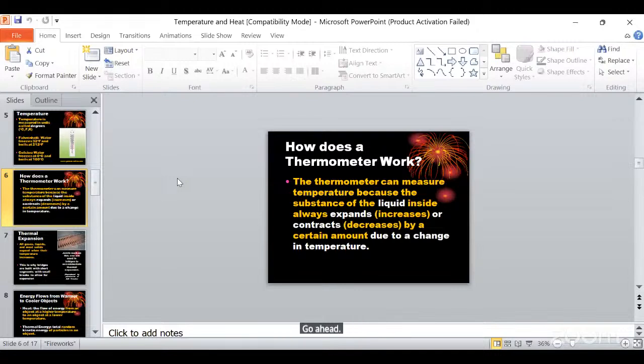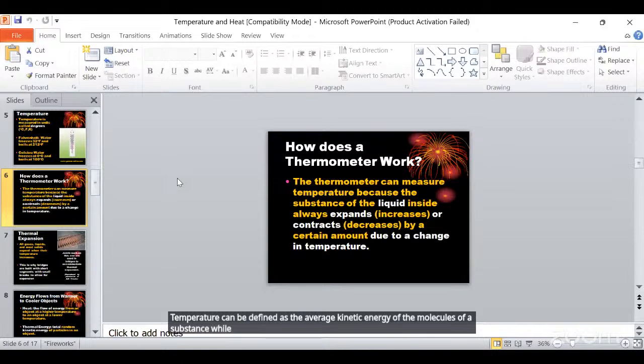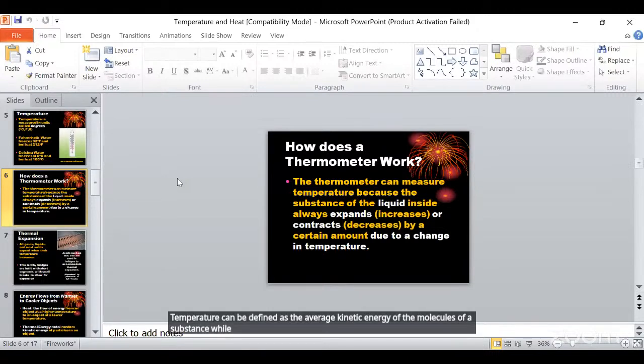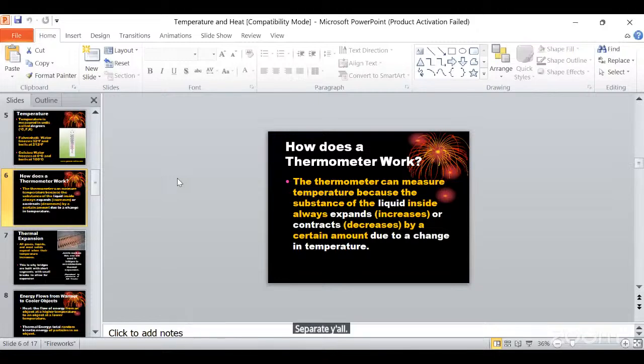What's your name? Temperature can be defined as the average kinetic energy of the molecules of a substance, while heat is related to the energy of movement of the molecules. Thank you for reading it from the internet to me. Yes. Temperature is the average kinetic energy of the molecules. Okay, above all, temperature is measured in Kelvin.